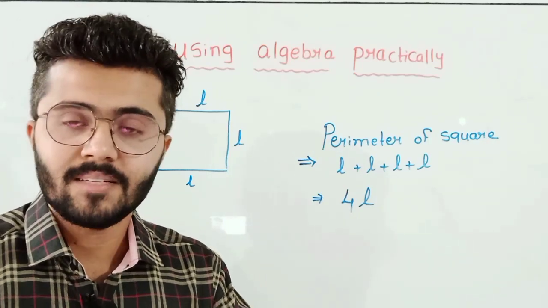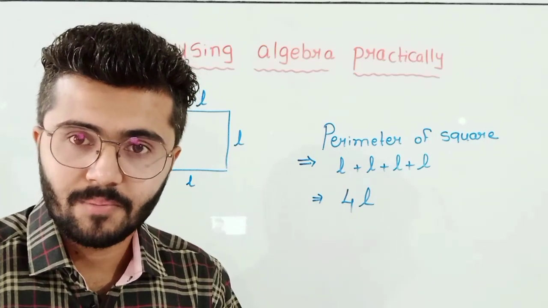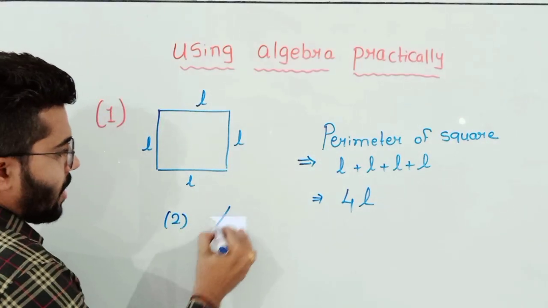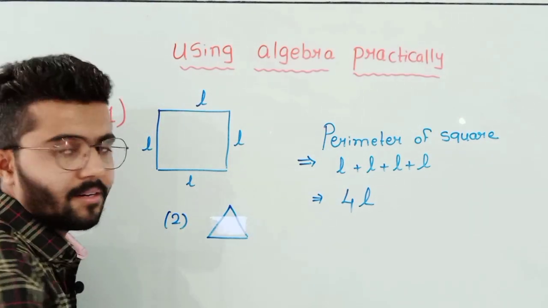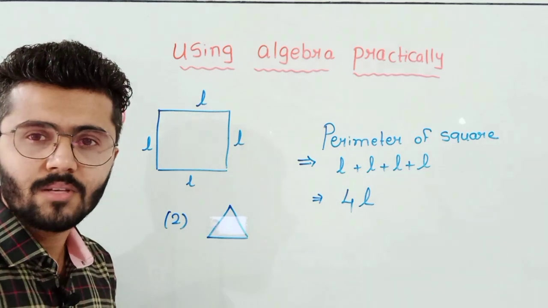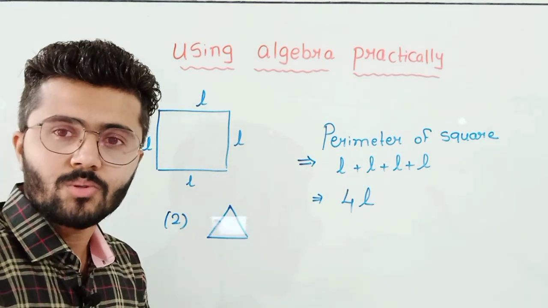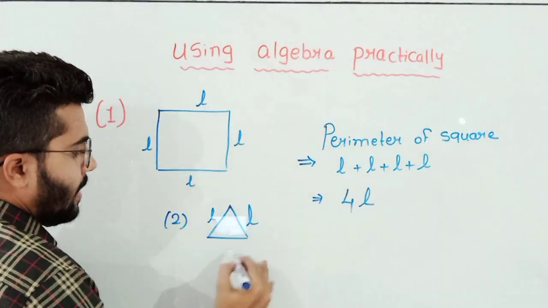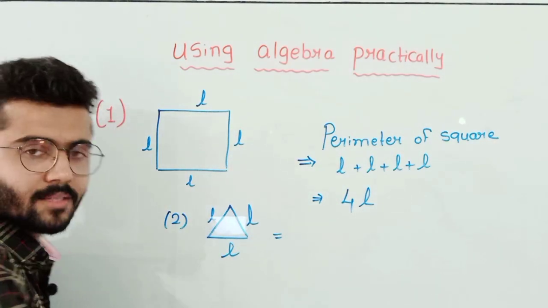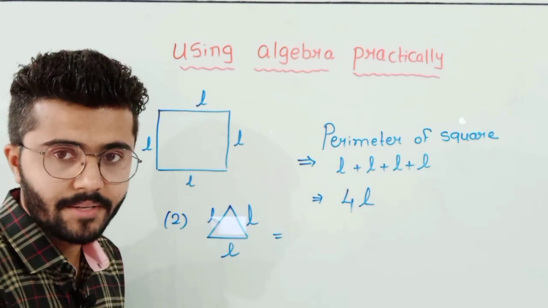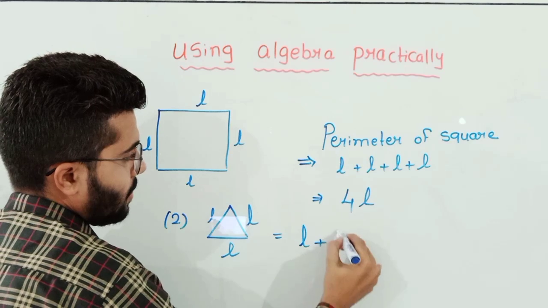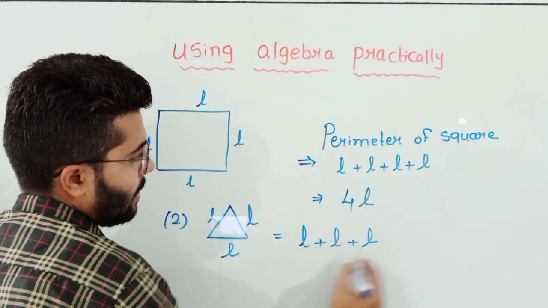Yes, we do. Let us see the same thing with another sum. So here I am giving you another shape, that is equilateral triangle. Equilateral triangle means the triangle whose all the lengths are same. So L, L, L. How many L are there? Perimeter means addition of all the sides. So how many L are there? 3 L. So L plus L plus L.